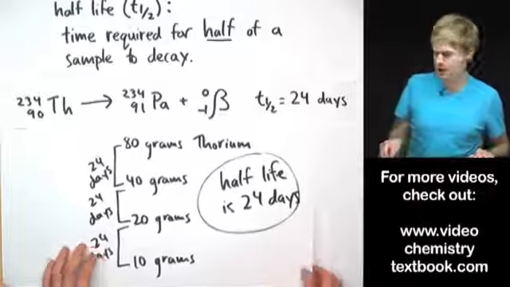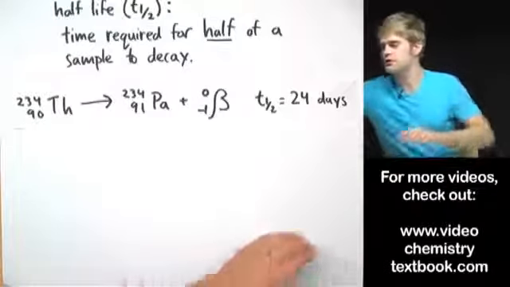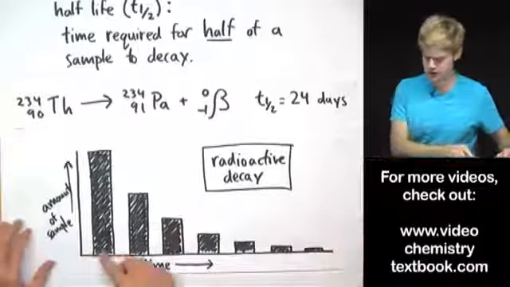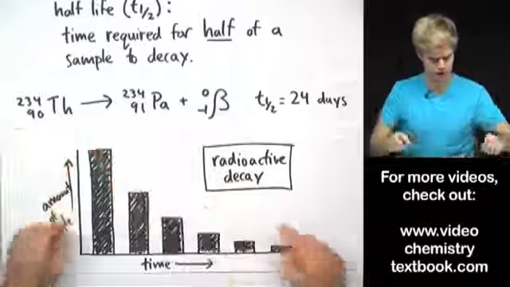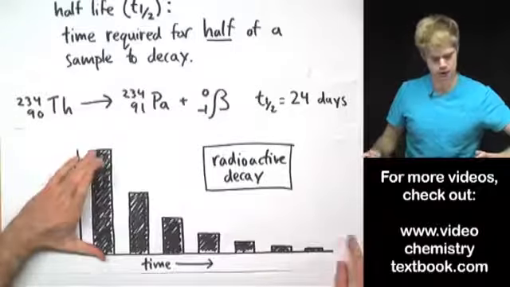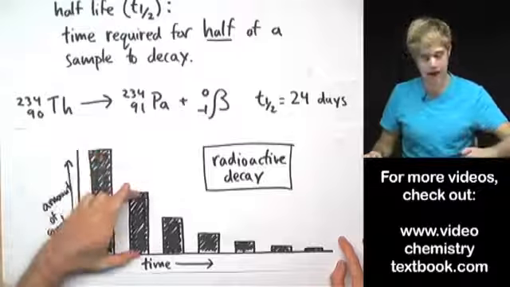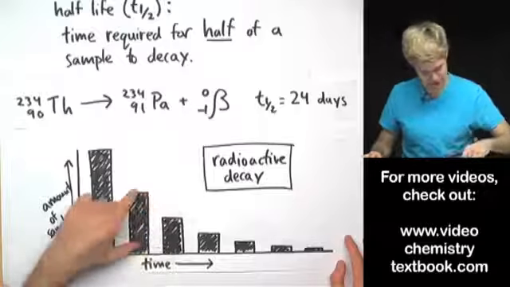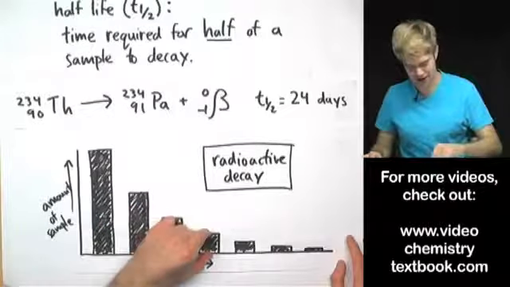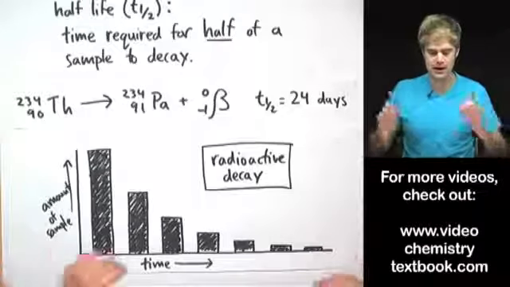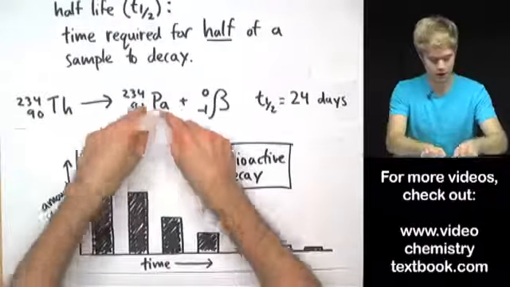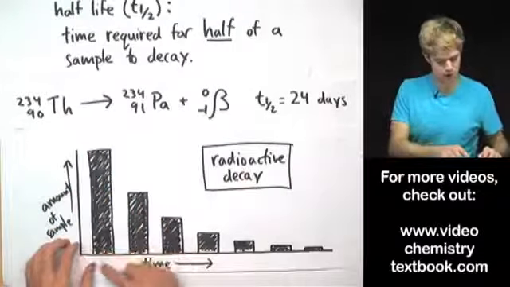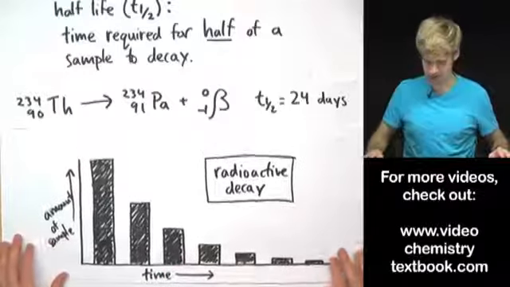Okay? Maybe you're more of a visual person, so let's look at a quick graph of what's going on here. Let's imagine that this is a graph of thorium turning into protactinium. Here's the amount of thorium that we start with. And then after 1 half-life, we have half of it. And then after another half-life, we have half of this. And then after another half-life, we have half of this, and so on. Okay? Now, if this is showing us thorium going to protactinium, each of these bars would be separated by 24 days. That would be the amount of time between them.